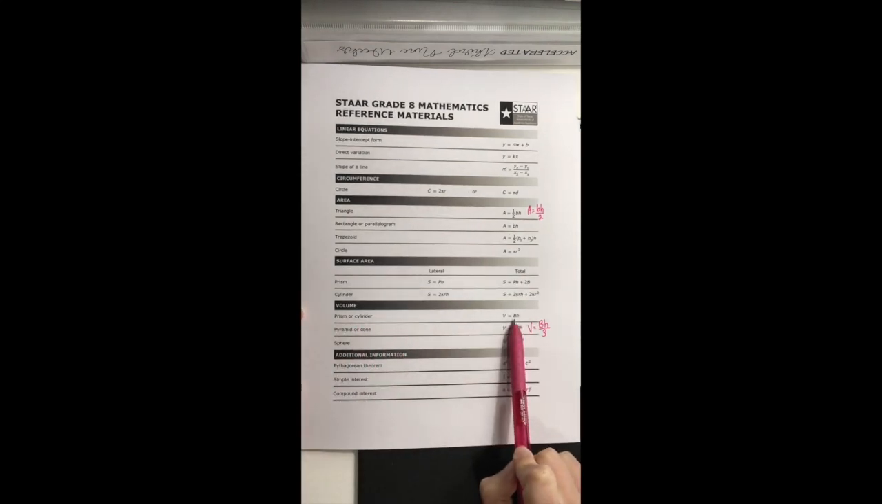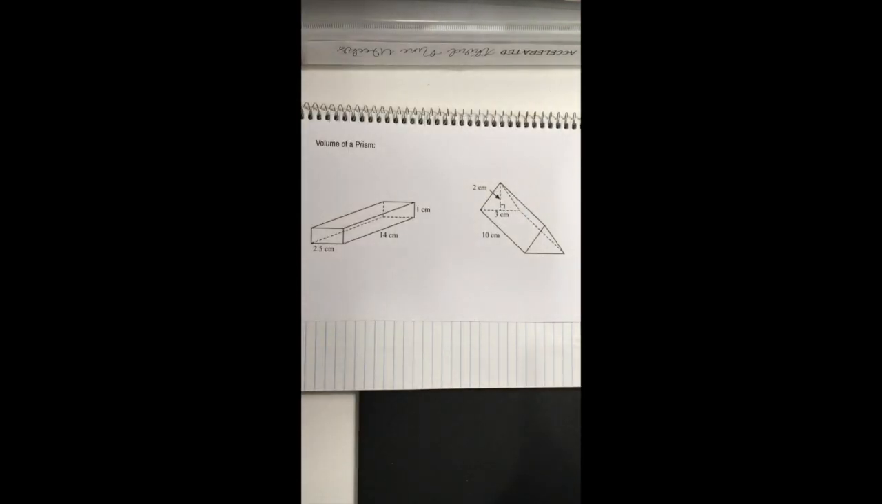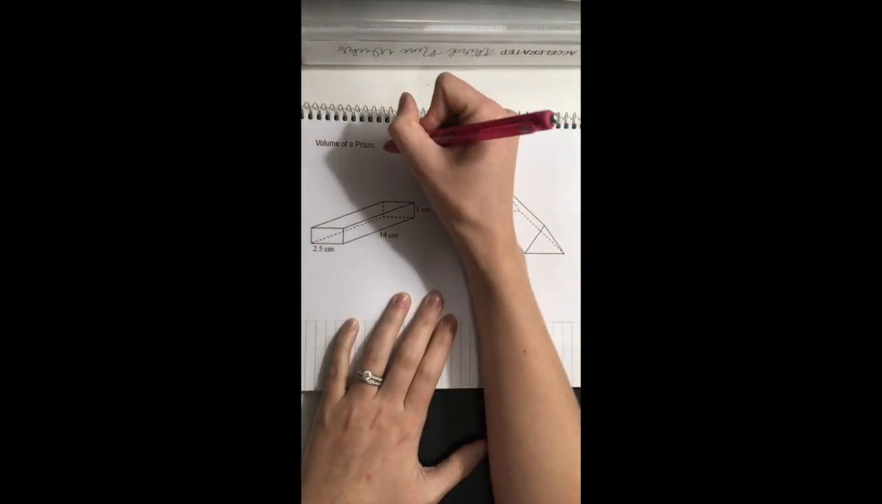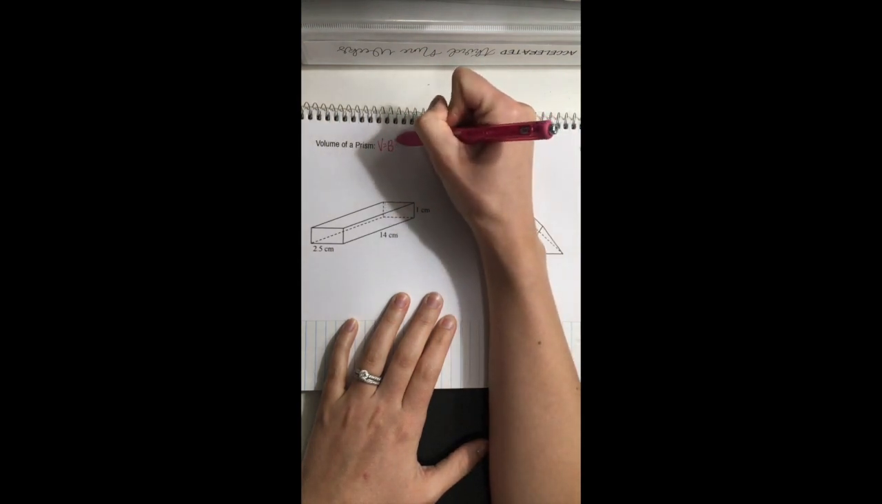Okay, so we are still going to be using this formula like we did before spring break. Remember, we talked about the capital B stands for area of the base, and the H stands for the height of the 3D shape, or the distance between the two bases. Remember, we talked about that before. So we are going to go ahead and write out this formula, and then we're going to make ourselves a couple of notes. So volume of a prism, volume equals capital B times H.